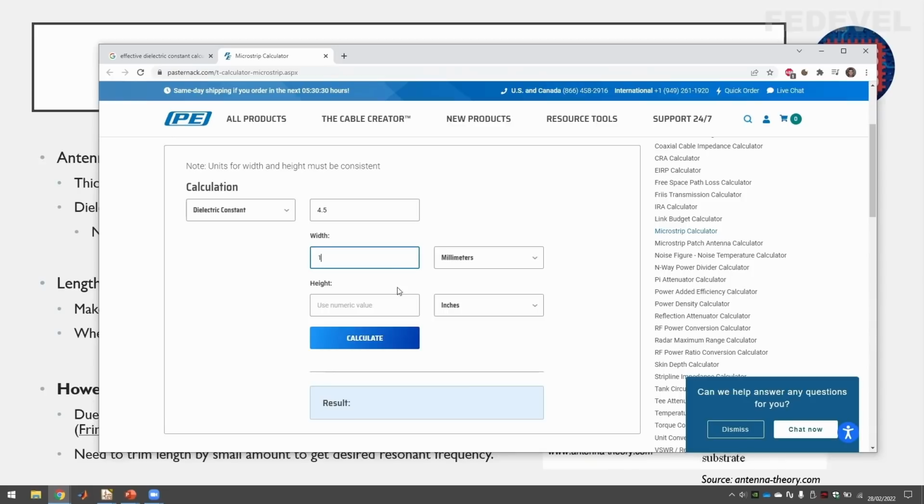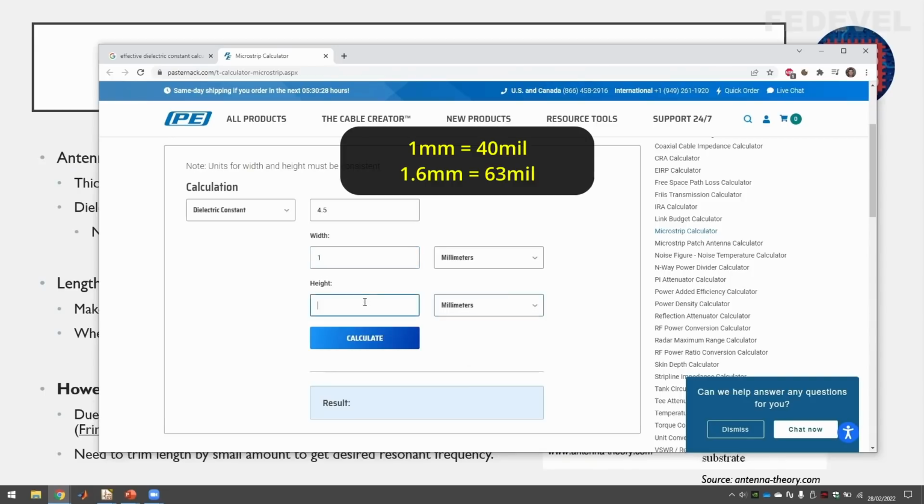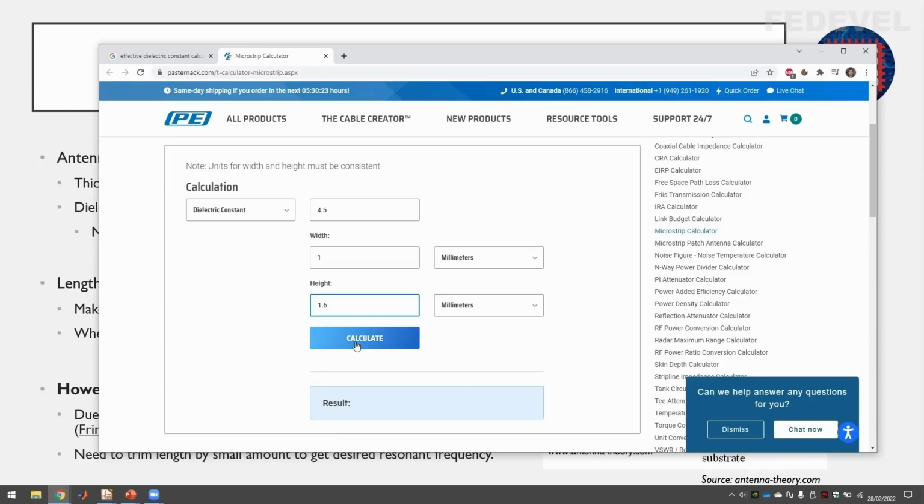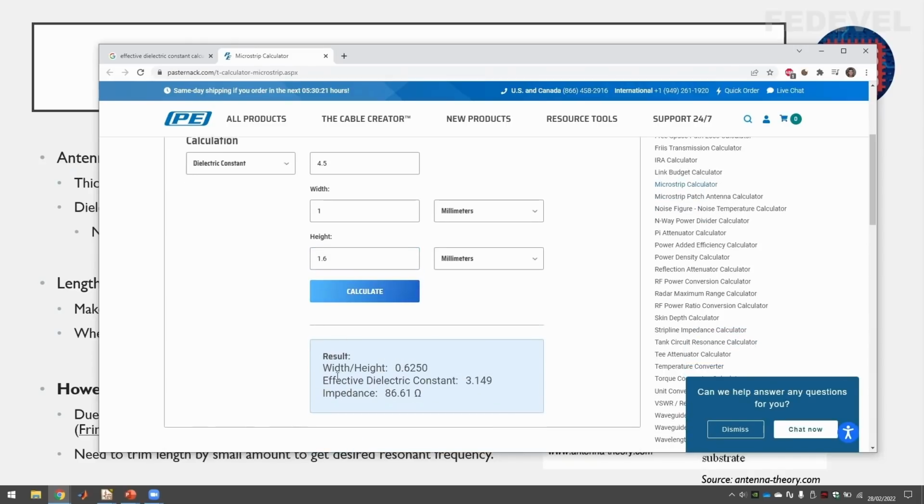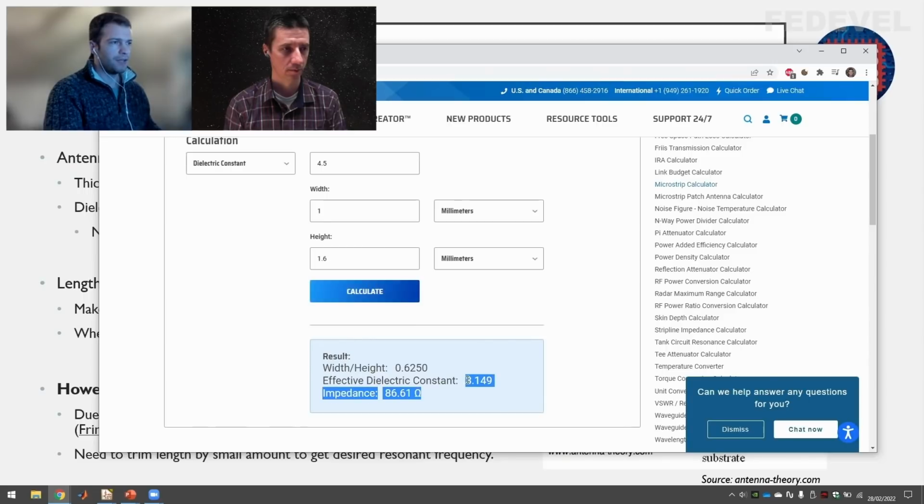Let's just say a millimeter in width, and our height is 1.6 millimeters above the next reference plane, which for a two-layer board will just be the bottom layer. Then we get a width to height ratio, which is important for the calculations, but not for us. And we get an effective dielectric constant, 3.15. And that's the constant you would then use in your calculations. We'll have to do that for the antenna, for the feed line, and for the microstrip transmission line. And so this is a fairly straightforward way of doing that.